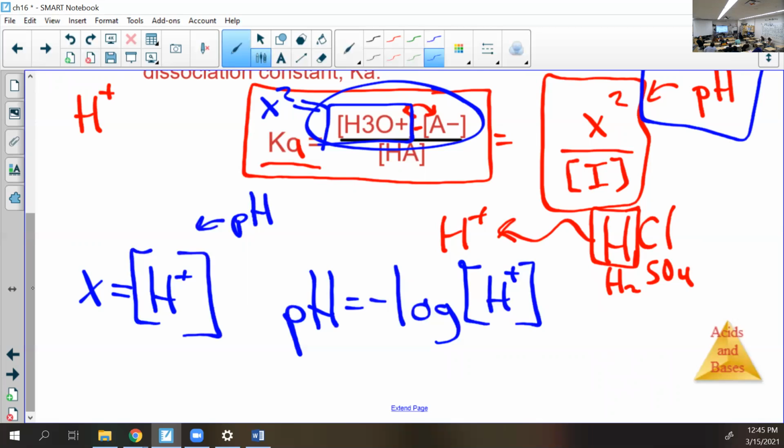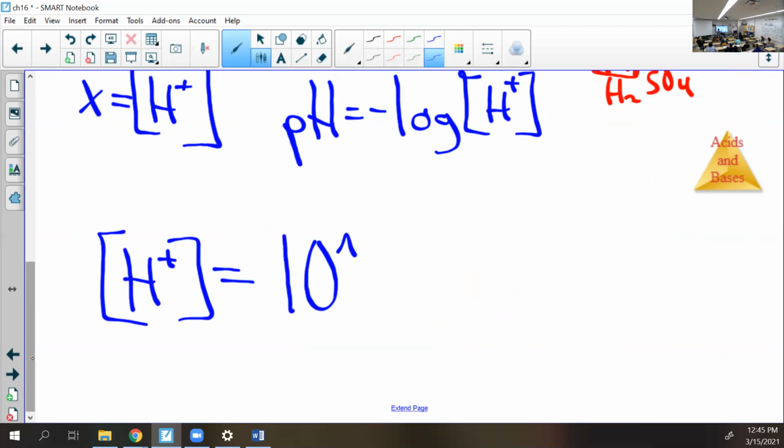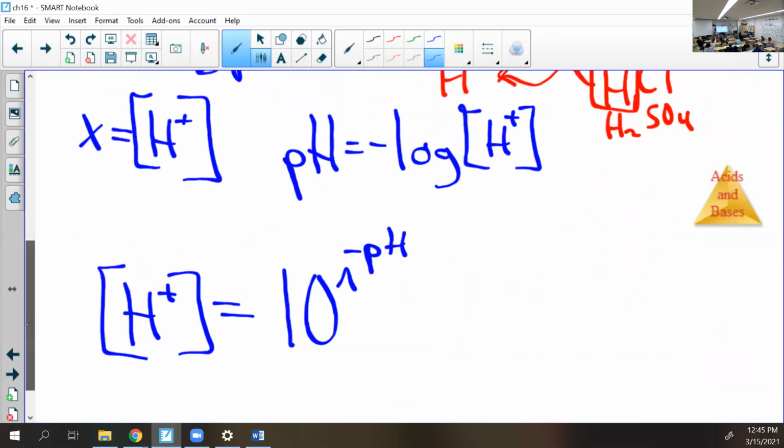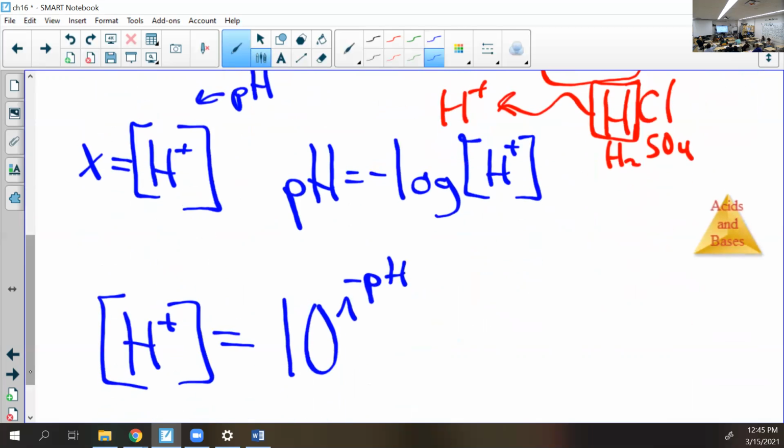So how could we find this if we had pH? Okay, good. H plus concentration is equal to the inverse log, which is 10 raised to the negative pH. So here's what's cool. With Ka, I can find Ka, I can find H plus, I can find pH. I could also find pOH, or the OH concentration. I need one single value and I can find all of them.